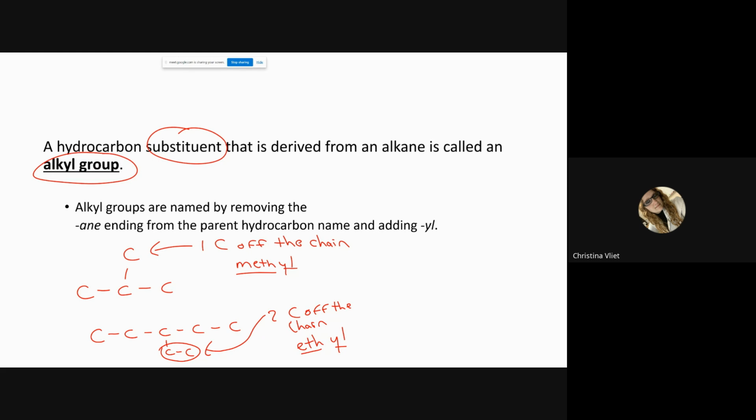And that can move forward. Meaning if you had 3 carbons off the chain, it would be called propyl. If you had 4 carbons off the chain, it would be called butyl. So the idea is that the il ending indicates it's a number of carbons off the chain. Methyl means 1 carbon off the chain. Ethyl means 2 carbons off the chain.